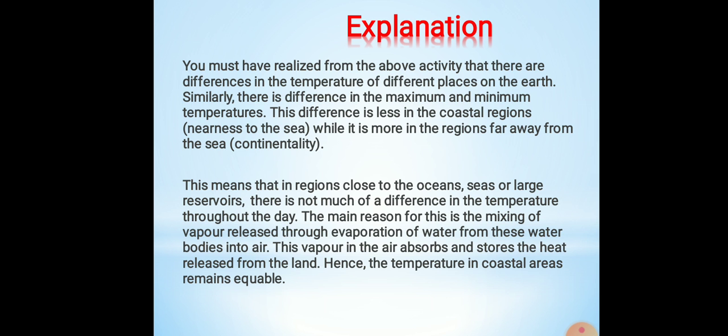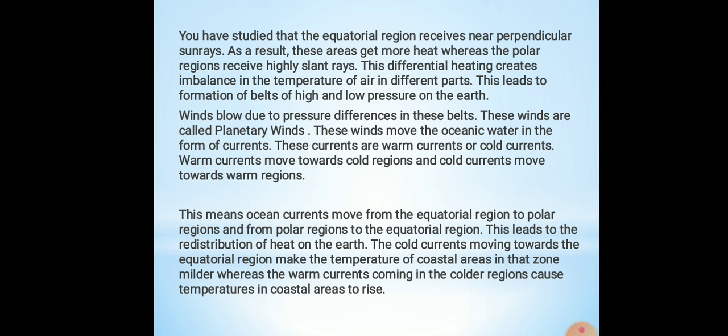Clear? See, you have studied that equatorial regions receive near perpendicular sun rays. We have seen equatorial regions receive perpendicular sun rays, and therefore the sunlight is more and those areas are very hot. As a result, these areas get more heat. Whereas the polar regions, meaning North Pole and South Pole, receive slant rays. Now this differential heating creates imbalance in the temperature of air in different parts, because some places receive perpendicular rays, some places receive slanting rays, and this leads to formation of belts of high and low pressure on the earth.